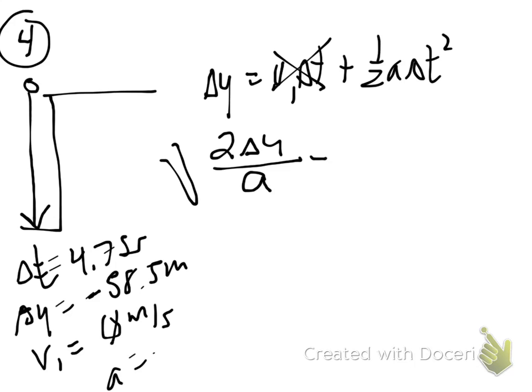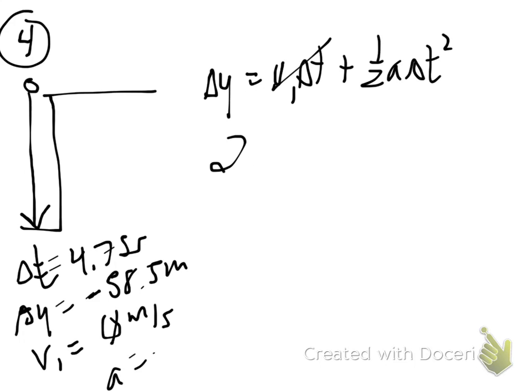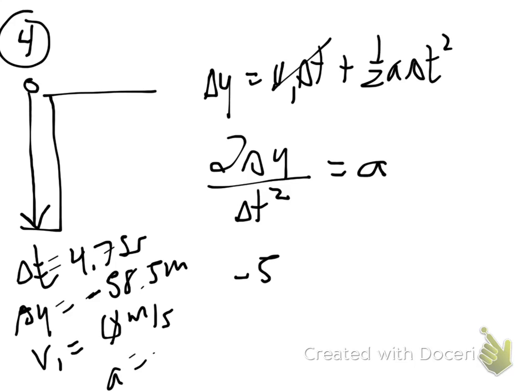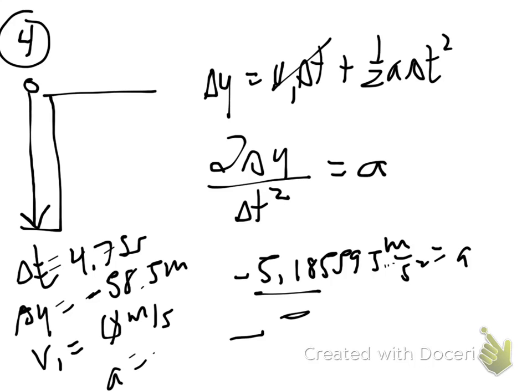Oh, wait a second. What did I do? I'm solving for t. Silly, silly Moser. 2 delta y divided by delta t squared equals a. So we have 2 times, our raw answer is negative 5.185595, etc. meters per second squared is our acceleration on this planet. With sig figs, it's negative 5.19 meters per second squared is the acceleration on this planet.